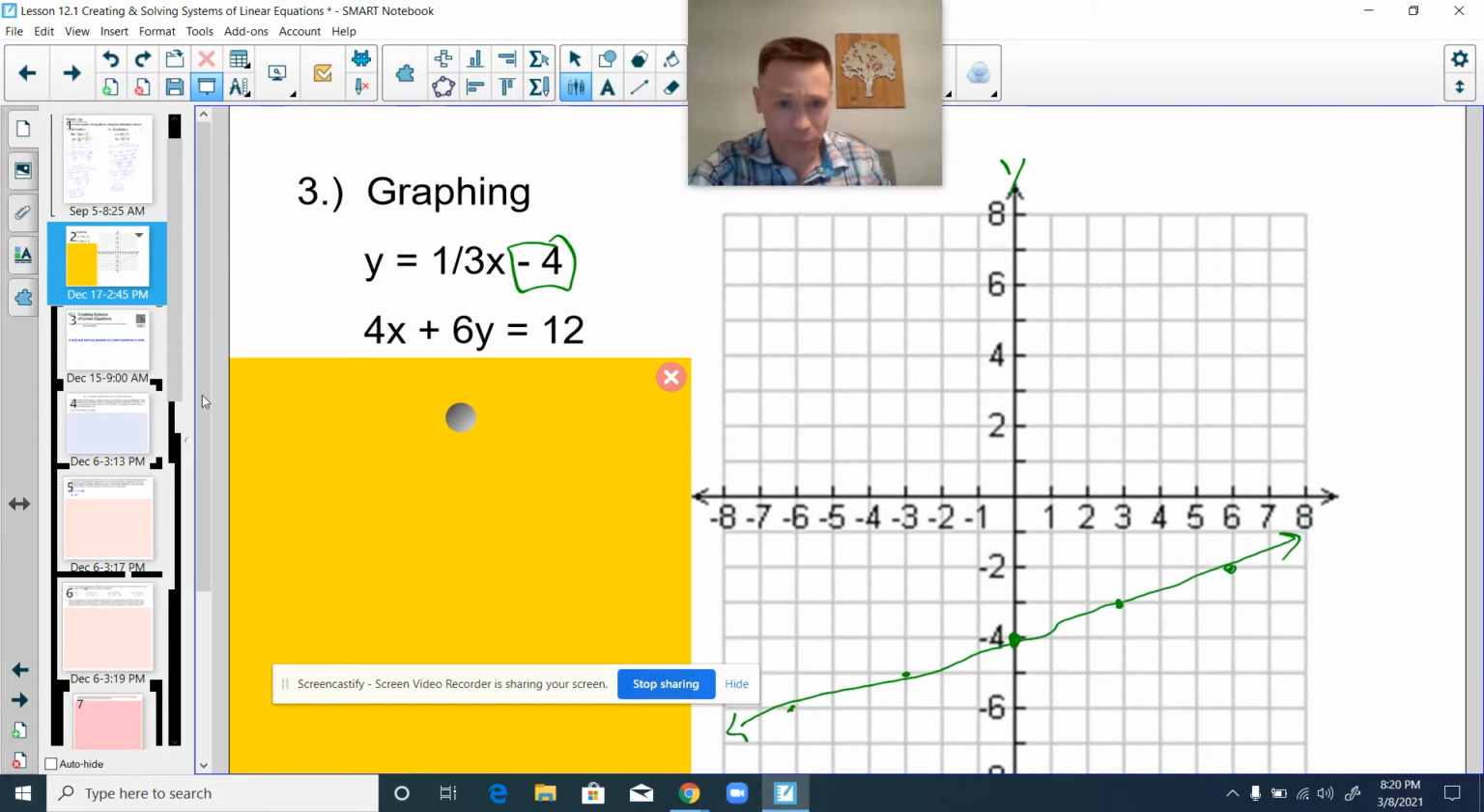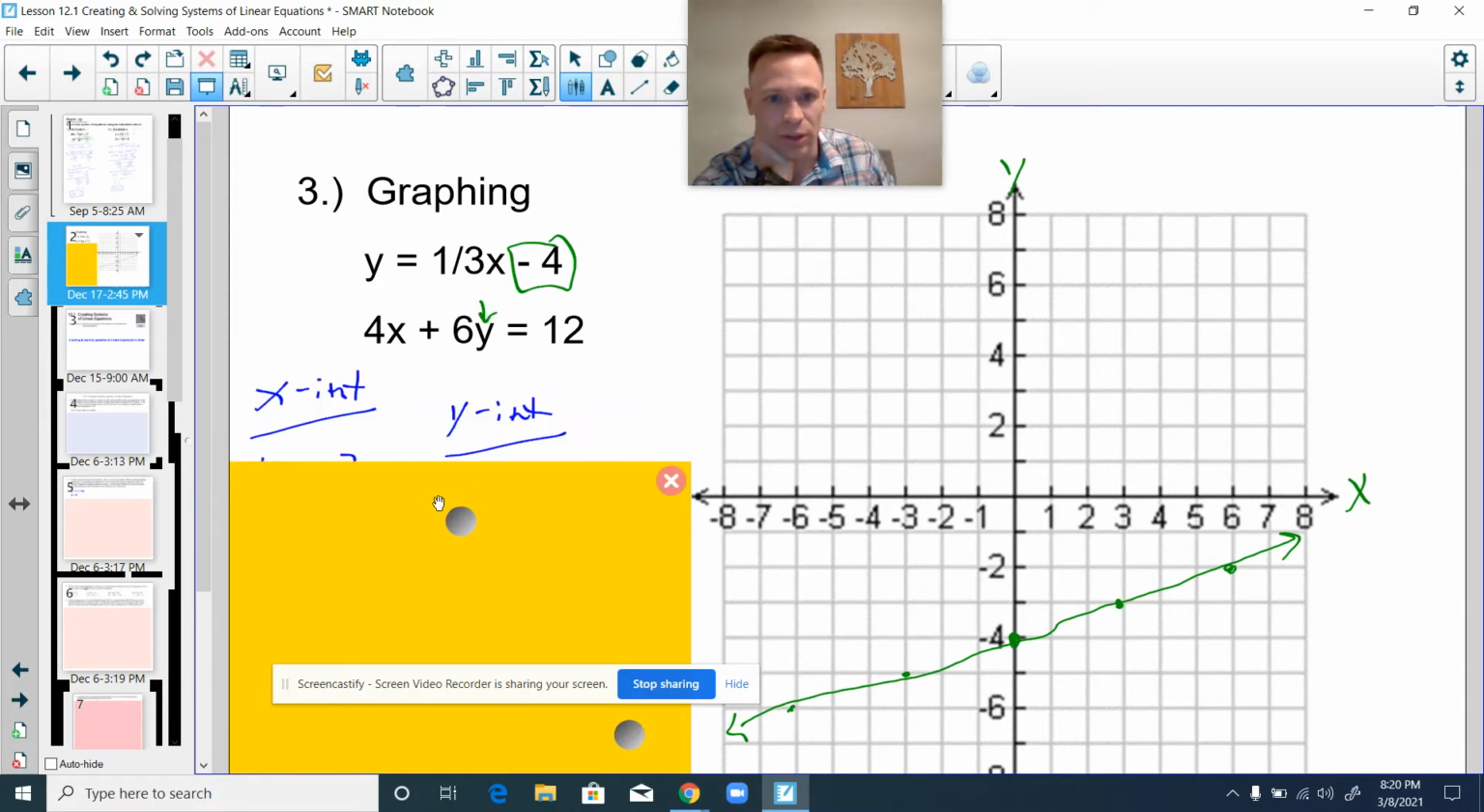So there's my line. Then this one is in standard form. So I could solve this for y to make it look like the top one, but instead I'm just going to show you the intercepts method again. Remember the intercepts method, if you want to find an x-intercept, meaning where does the line cross the x-axis, we substitute 0 in for y. So you're going to see me doing that here.